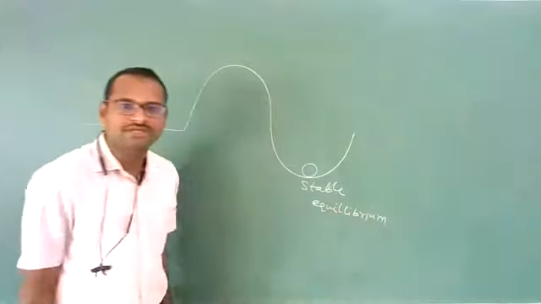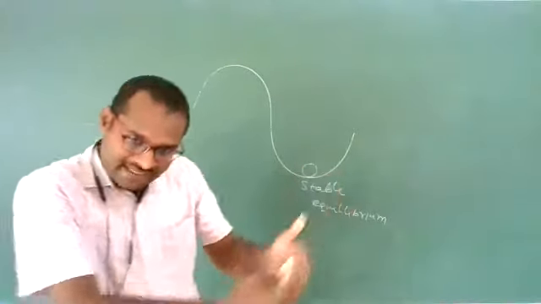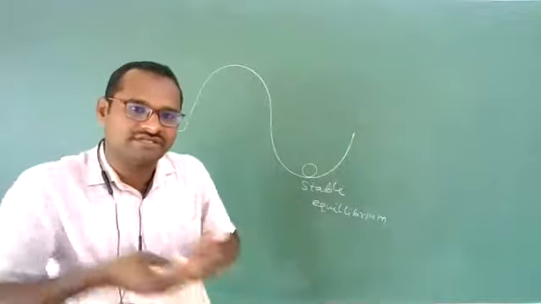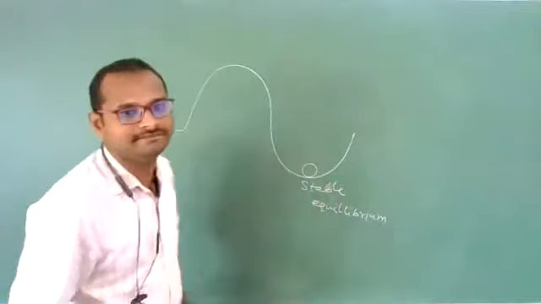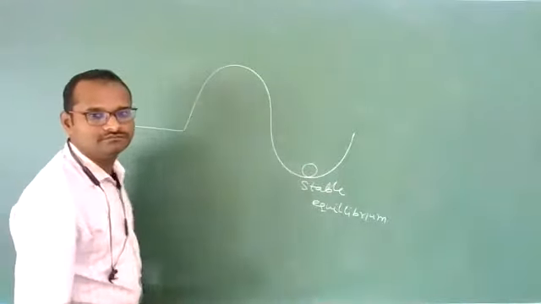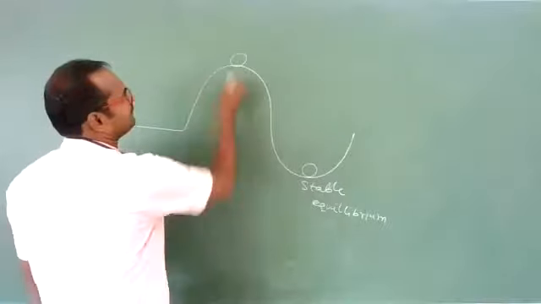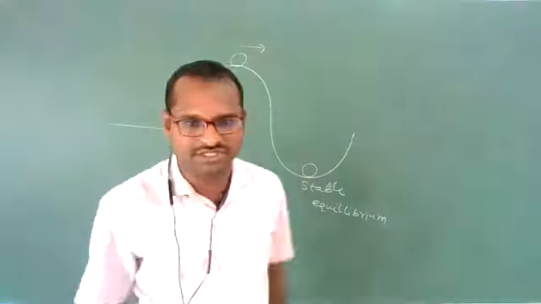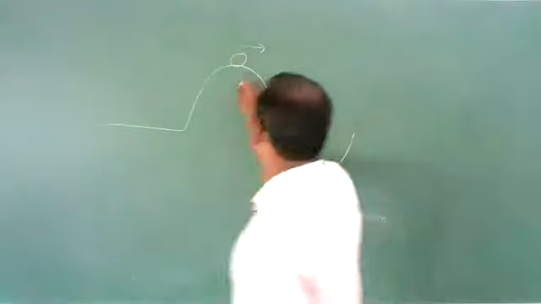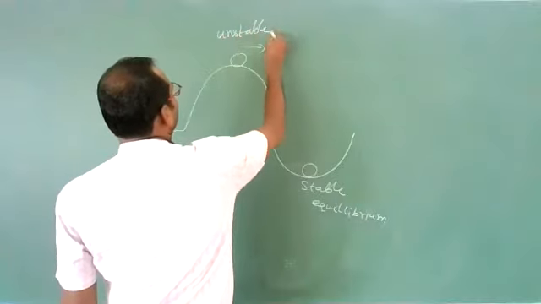I told you, stable equilibrium. Remember this one? If one object is displaced from its position, and if it comes back to the same position, and if it oscillates about that position, then that object is said to be in stable equilibrium. And if an object is placed here, if you displace it from here, what happened? It will go, means it will not stay there, it will not come back. This type of equilibrium is called unstable equilibrium.